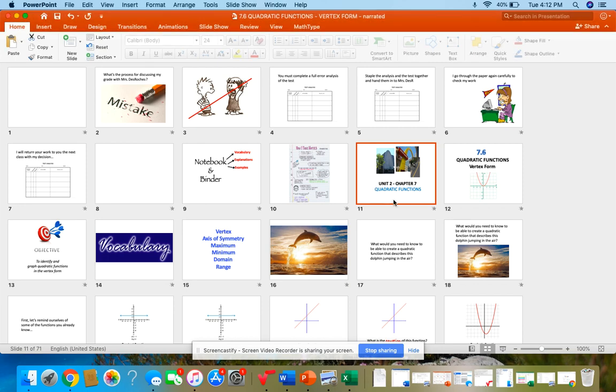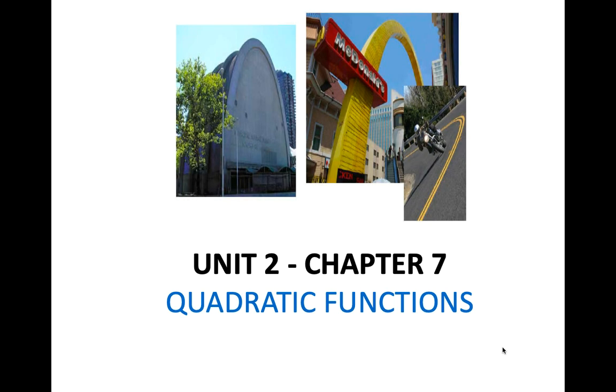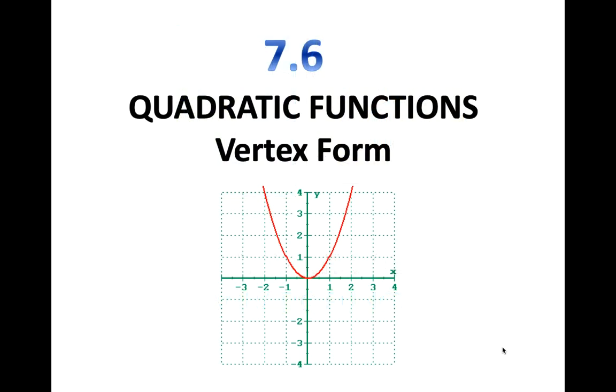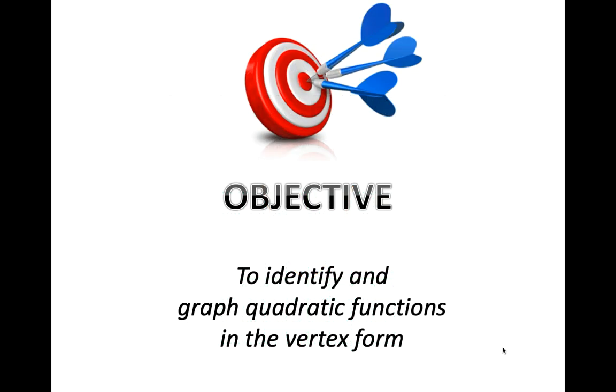Let's take a look at this first section in our new unit. Our new unit's Unit 2, and we're going to be focusing on Chapter 7, where we're going to be studying the quadratic functions. We're going to start by taking a look at the quadratic function in the vertex form, which is actually section 7.6. Now, the goal of what I'm trying to achieve here is to help you identify and be able to graph quadratic functions when they're in the vertex form.